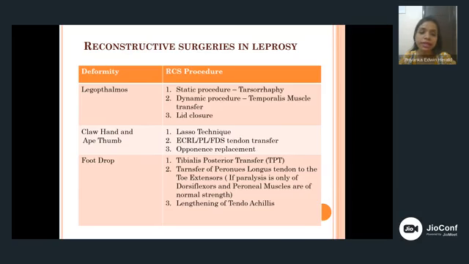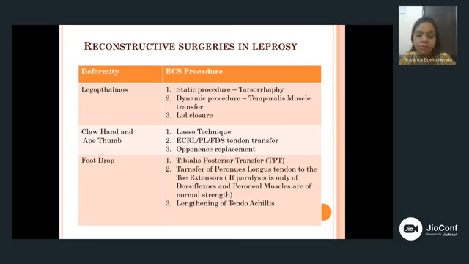Now for claw hand and ape thumb deformity. A very common and very popular surgery is done, that is the lasso technique, where the flexor digitorum sublimis tendons are transferred and pulleyed for the claw hand deformities. Secondly, extensor carpi radialis longus, palmaris longus, and flexor digitorum superficialis tendon transfers are done, or opponens replacements are done.